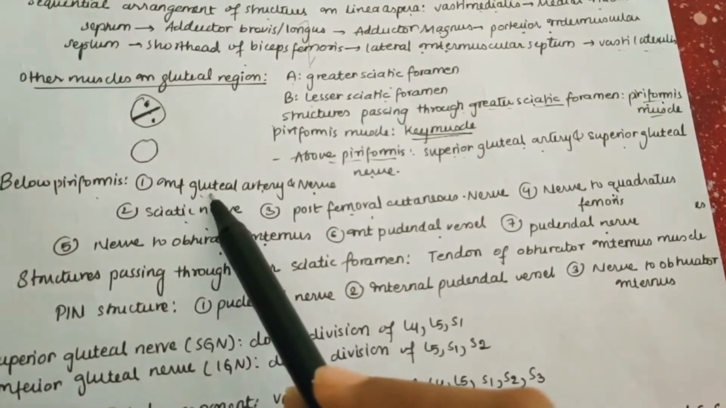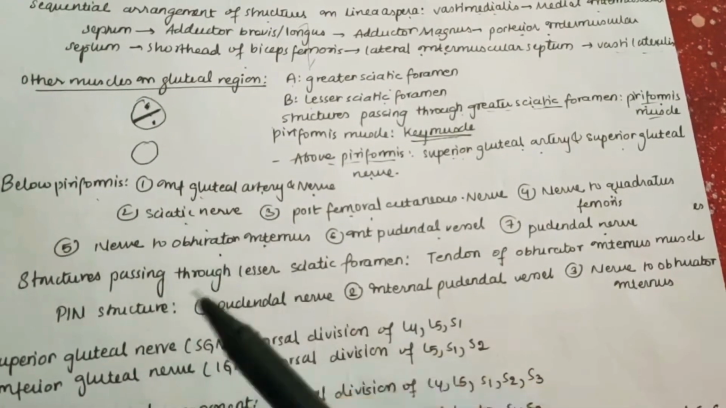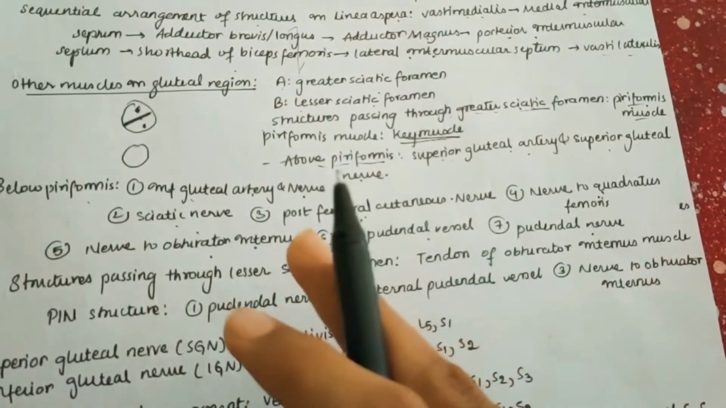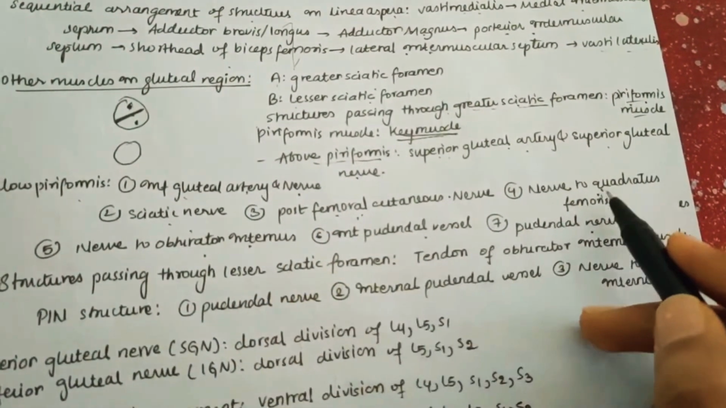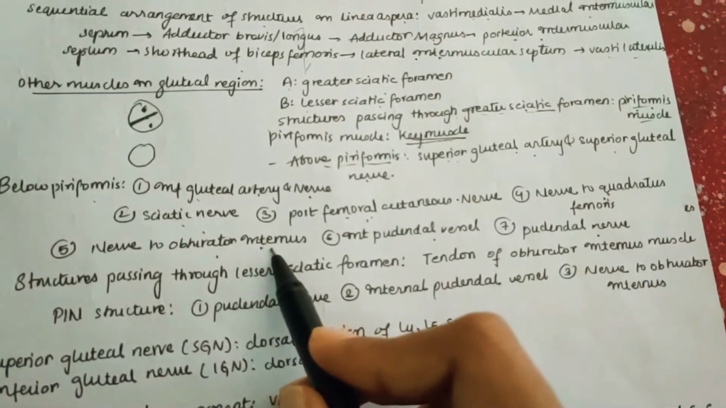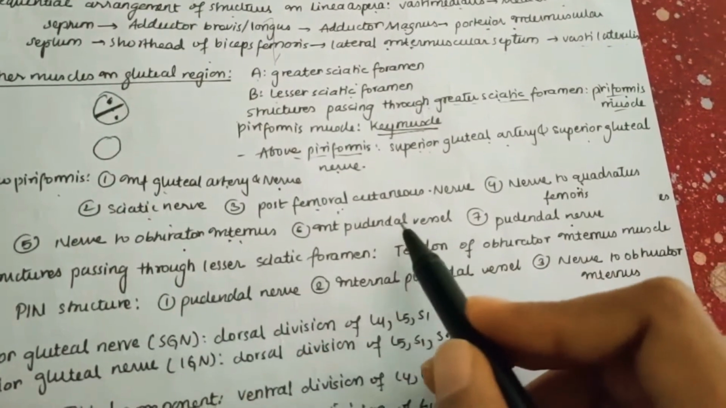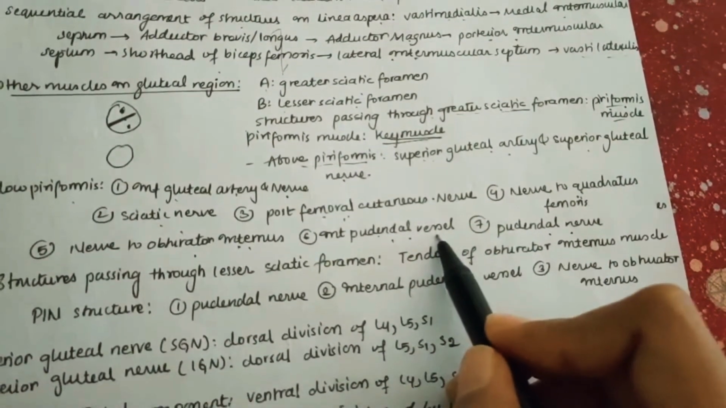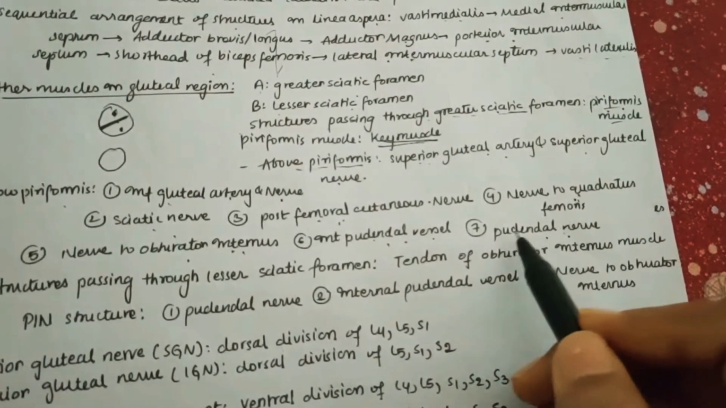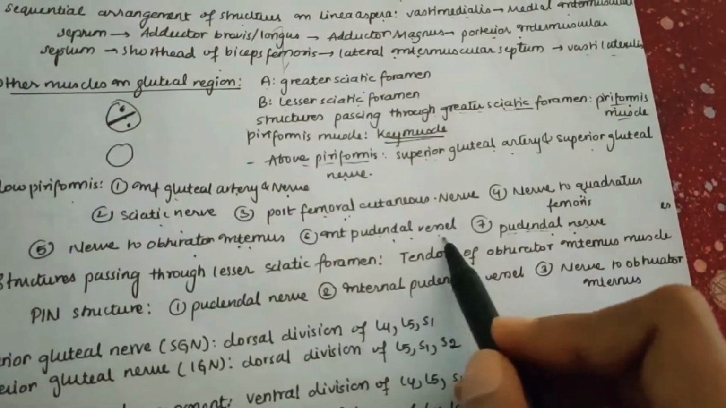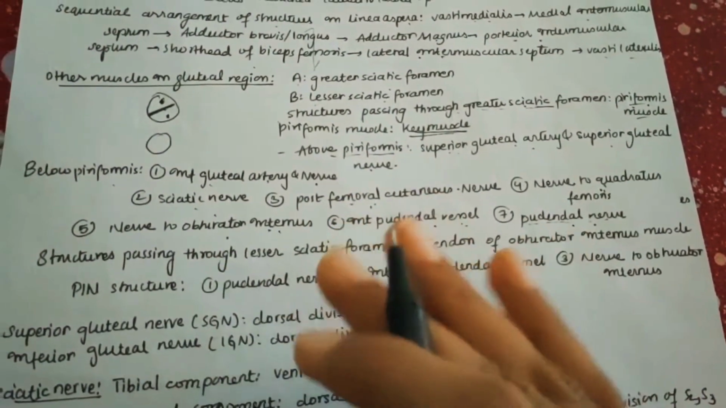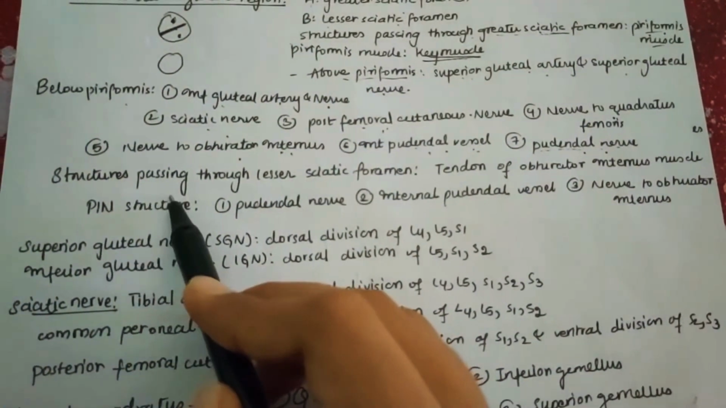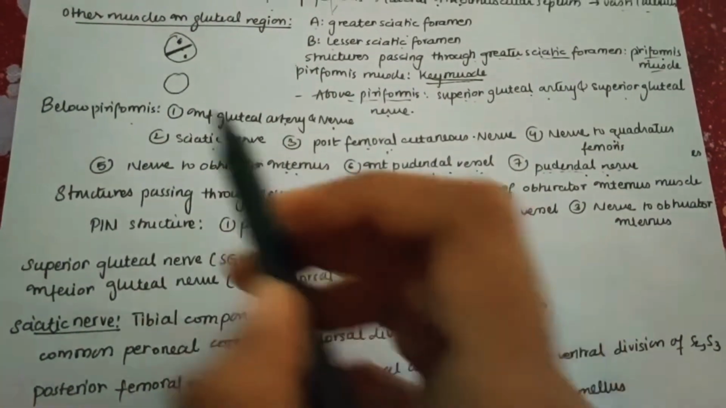So how to remember them? Sciatic nerve everyone knows, so it's easy. Inferior gluteal artery and nerve you can also remember. Next remember just the posterior femoral cutaneous nerve. Next remember the nerves to 2 muscles, that is the quadratus femoris muscle and obturator internus. So for these, 2 nerves, and then you have the internal pudendal vessel and the pudendal nerve. So very easy to remember. So these are the structures which pass below the piriformis.